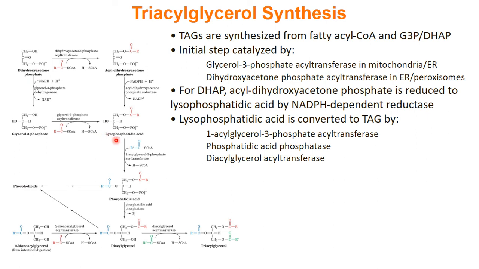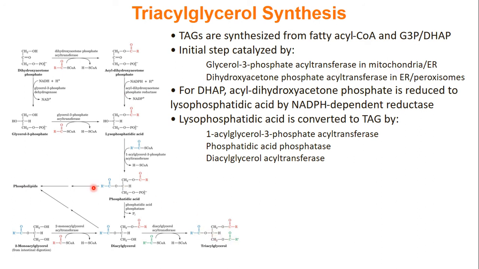This lysophosphatidic acid then can be made into triacylglycerols by first an acylglycerol 3-phosphate acyl transferase. So now we have our glycerol and we have made phosphatidic acid. Then we can have phosphatidic acid phosphatase, which will remove our phosphate, and we'll get diacylglycerol. This diacylglycerol can then be used through diacylglycerol acyltransferase to make our TAG. So here's our glycerol backbone with our 3 fatty acids.